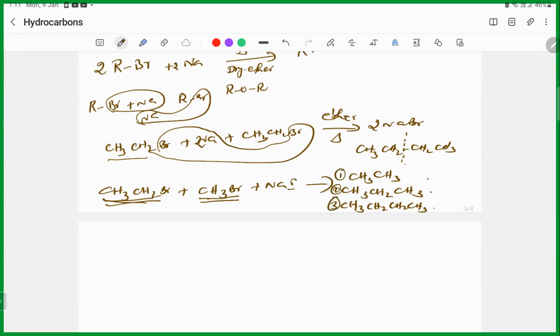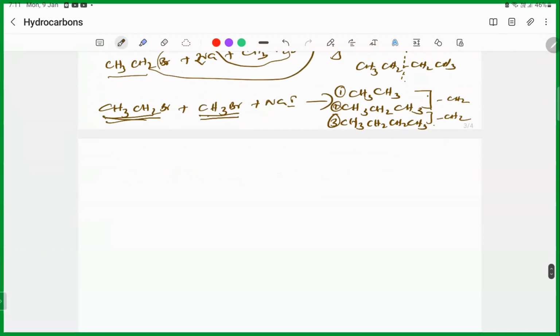So the separation of these alkanes is not that easy, because their difference will be very small, since it is a homologous series. It varies by only one CH2. So the separation will be very, very difficult. And this is the drawback of this Wurtz reaction.